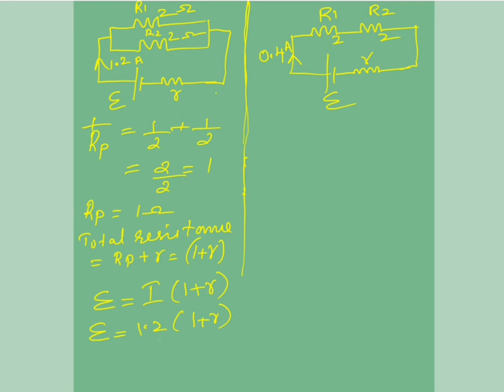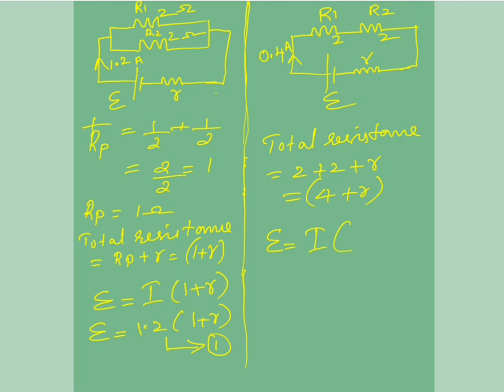Now analyzing the second circuit, here the total resistance can be got easily by adding all the resistors. So total resistance is equal to R1, that is 2, plus R2, 2, plus internal resistance, that is equal to 4 plus internal resistance. Here also, similar to the other situation, EMF is equal to total current multiplied with total resistance. Total resistance is 4 plus r. Then current is given to be 0.4. So EMF is equal to 0.4 multiplied with 4 plus r. And you put that as equation number 2.